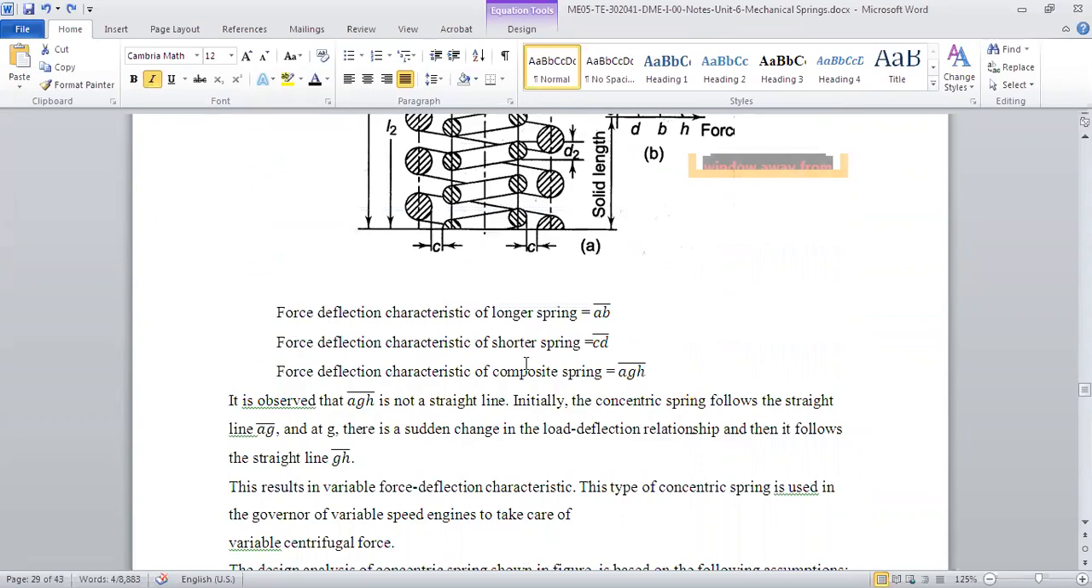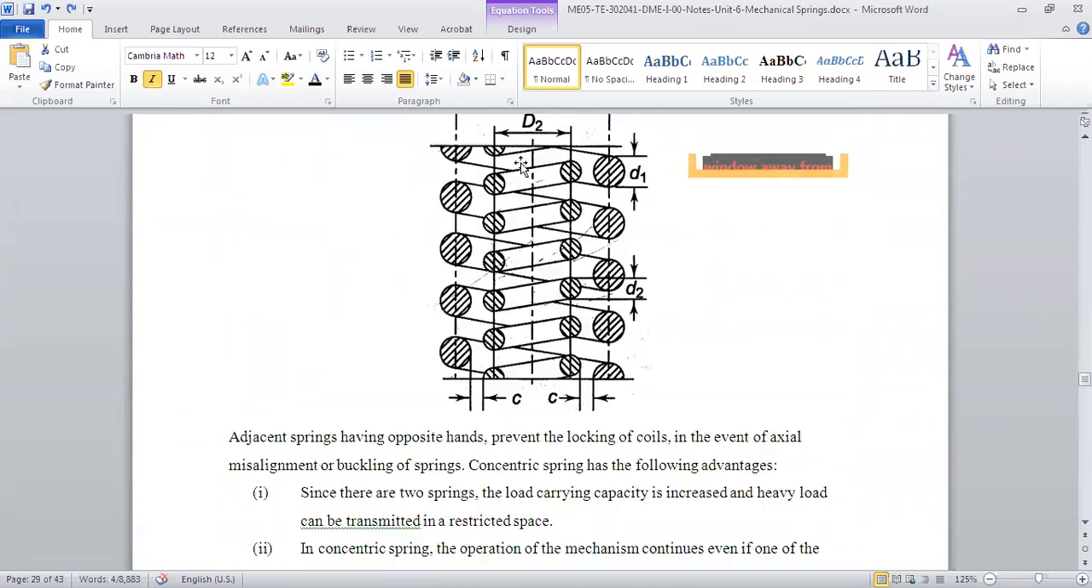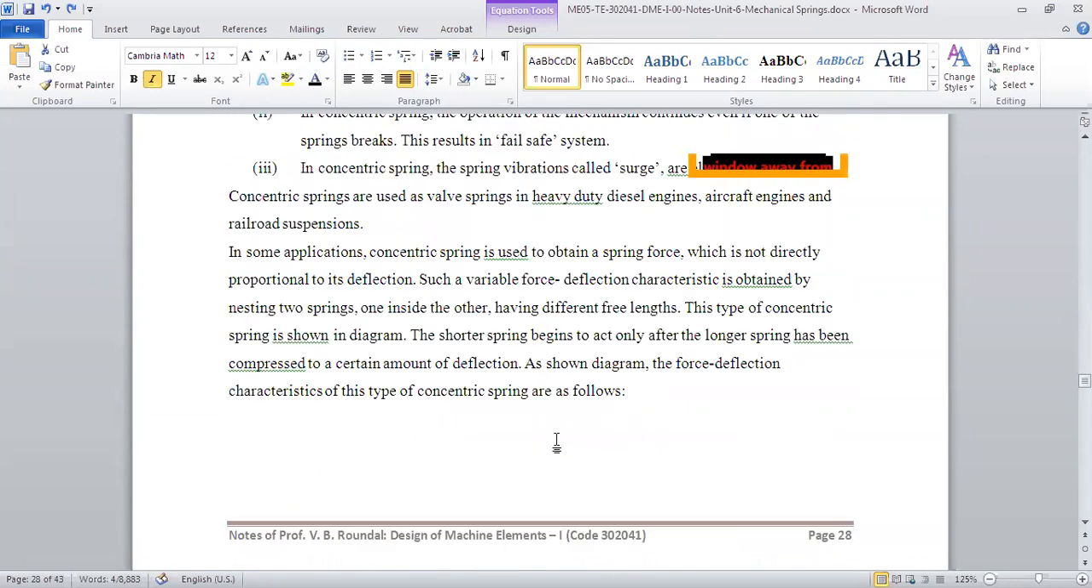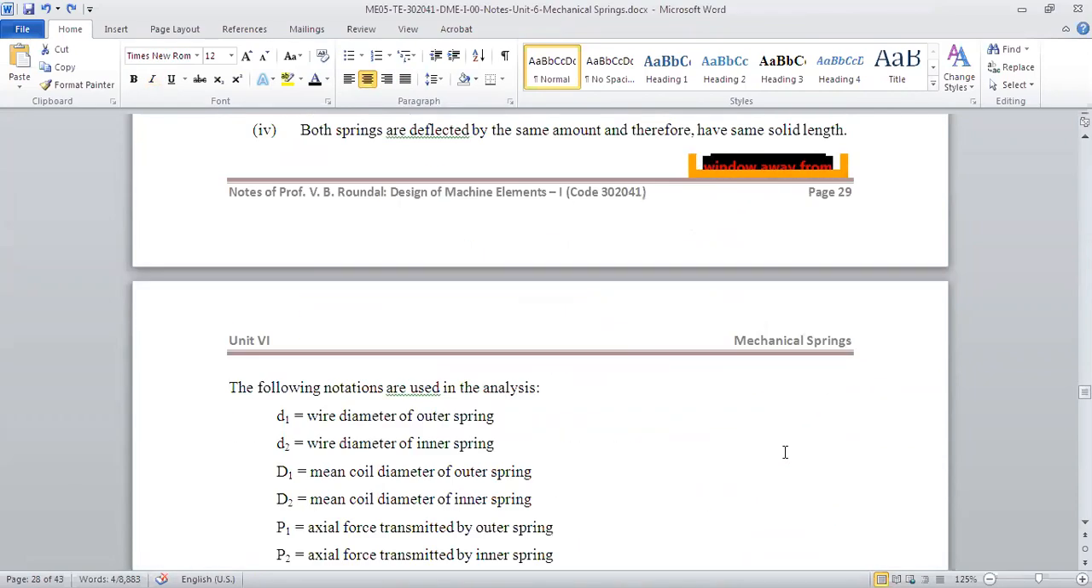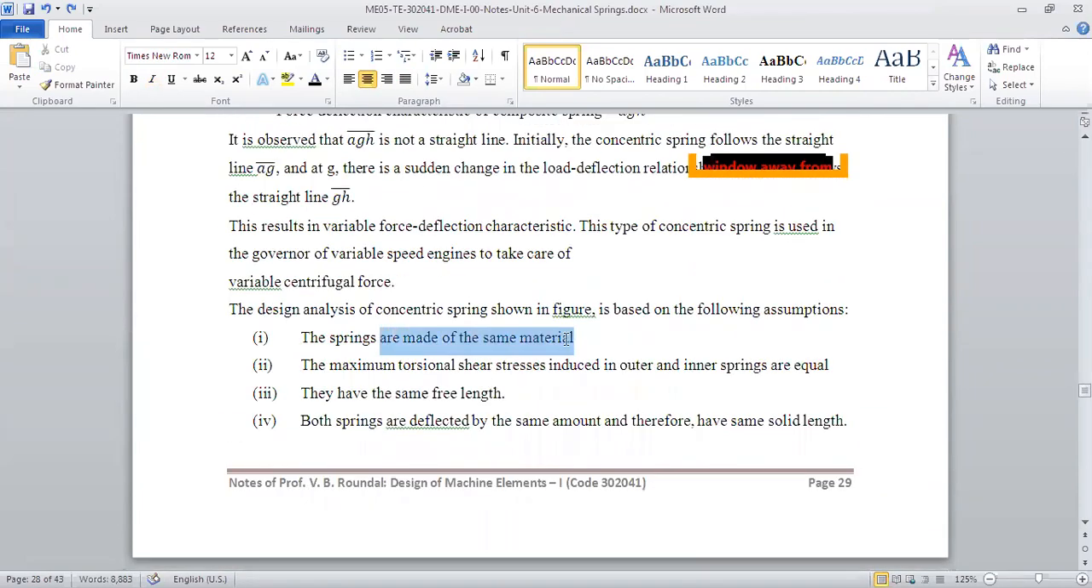Now, for the design of a concentric spring, we assume that both springs are of equal length and of equal material. A few assumptions are there, and then we will start working on the combination of springs, the concentric spring. We will assume that the springs are made of the same material, so both of them will have the same value of G. Maximum torsional shear stresses induced in outer and inner springs are equal. So tau is the same.